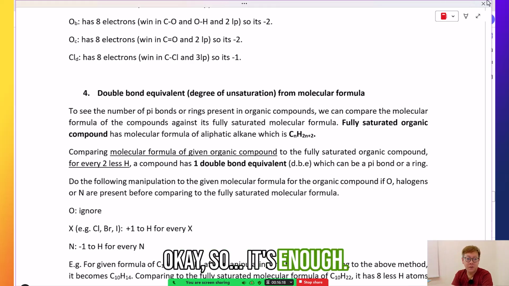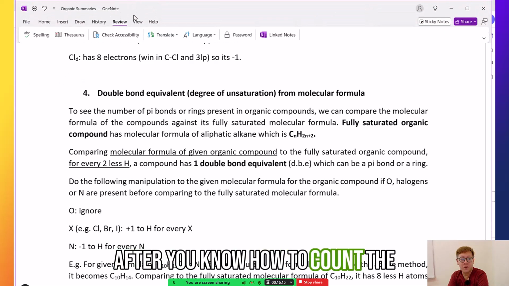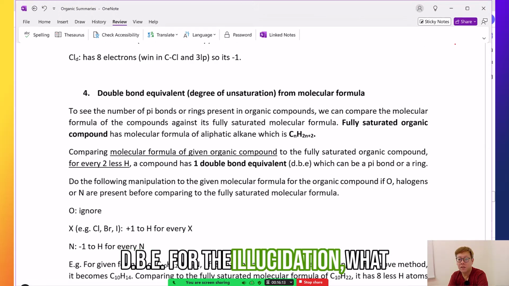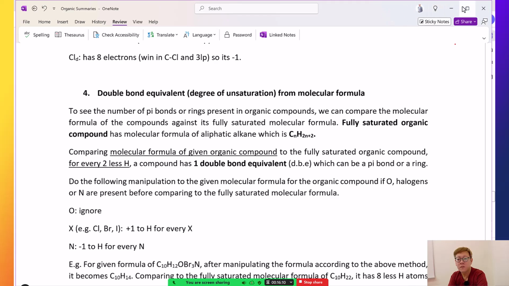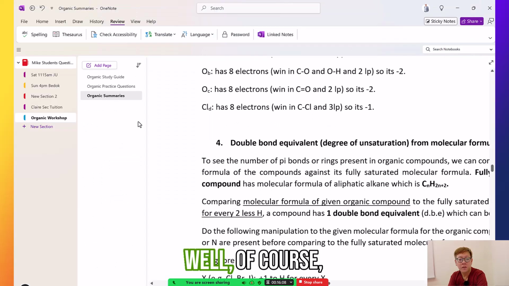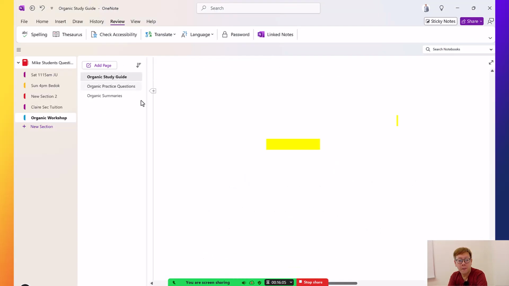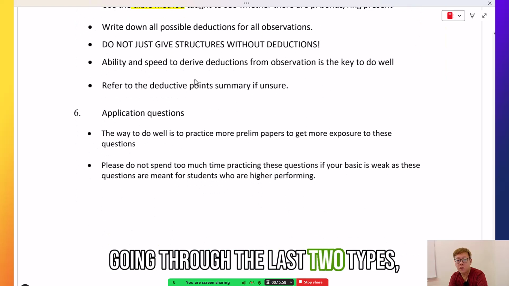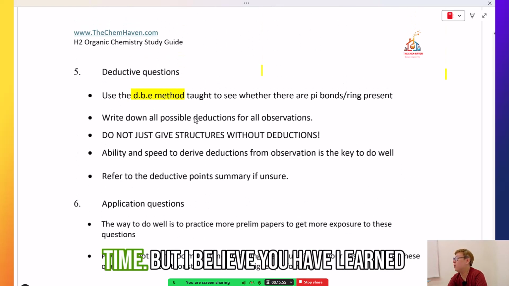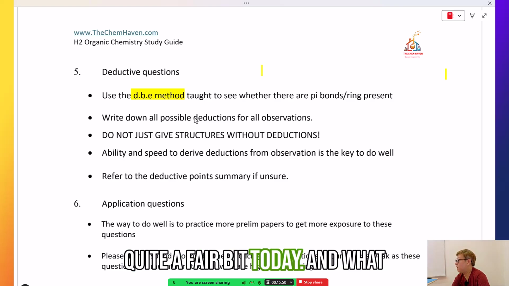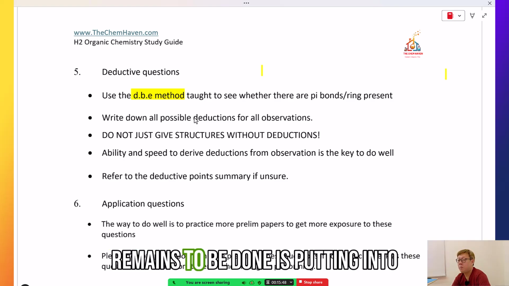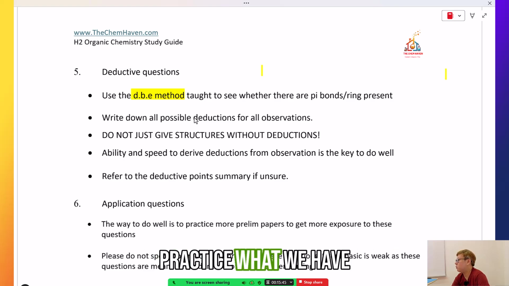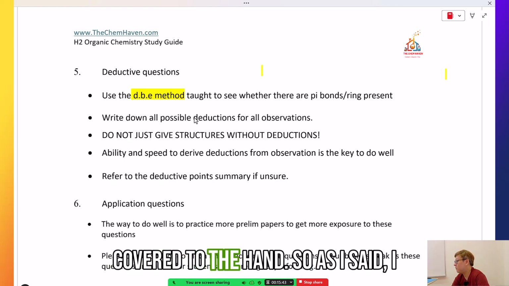Okay, so listen up. After you know how to count the DBE for the elucidation, what should we do? Well, of course, I know you're tired already. I'm also tired. But I tell you what, we will not go through the last 2 types because today we don't have enough time. But I believe you all have learned quite a fair bit today. What remains to be done is putting into practice what we have covered today.